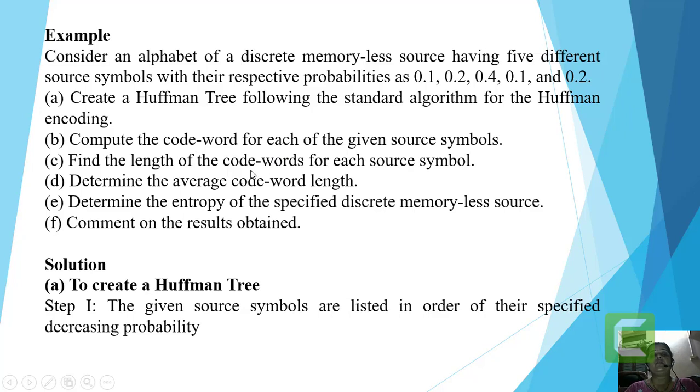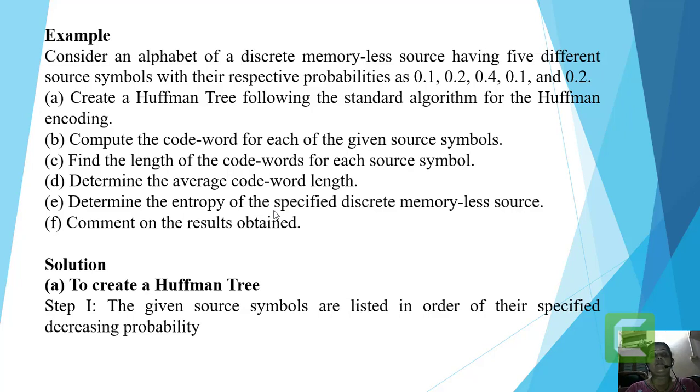We have to find out the length of the code word. We have to determine the average code word length, and also we have to determine the entropy of the specified discrete memoryless source, and finally we have to comment on the result. So let's start with the formation of the Huffman tree.